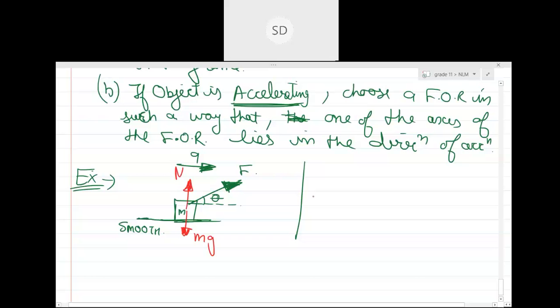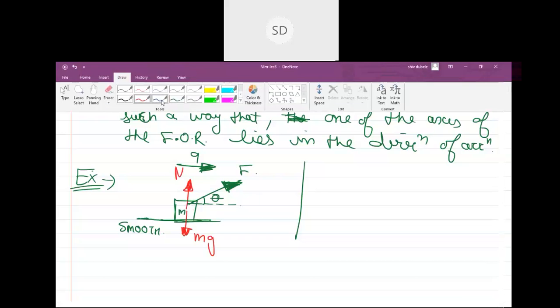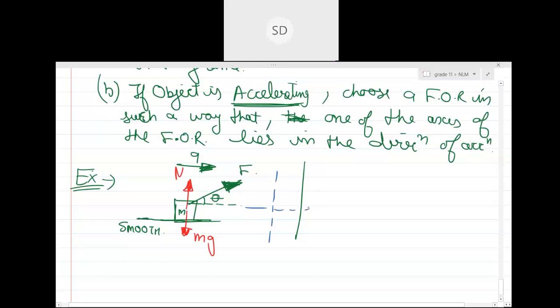Okay, so I may choose one frame which is like this, or one frame which is like this. It's up to me. No, I need to choose two perpendicular axes, right? So I will not be choosing this frame, I'll be choosing this frame over here. Why do I need to choose this frame? Can you see, when I choose this frame, one of the axes lies in the direction of acceleration. So that is why we'll be choosing this. Is it clear?